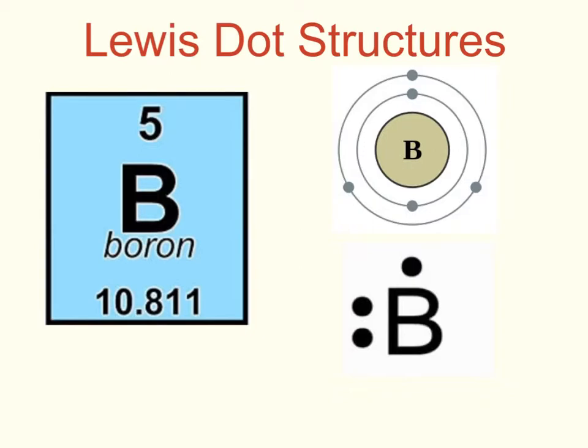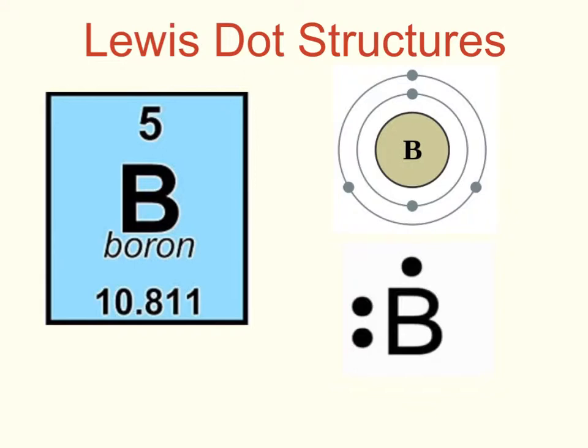Since boron only has 5 electrons, 2 will go on the first energy level and 3 will go on the next. Since the outer energy level or electron shell has 3 valence electrons, the Lewis dot structure will include the element symbol along with dots that represent the valence electrons. So the special thing about the Lewis dot structure is that it shows only the valence electrons. This helps scientists better visualize what types of chemical bonds will be formed.